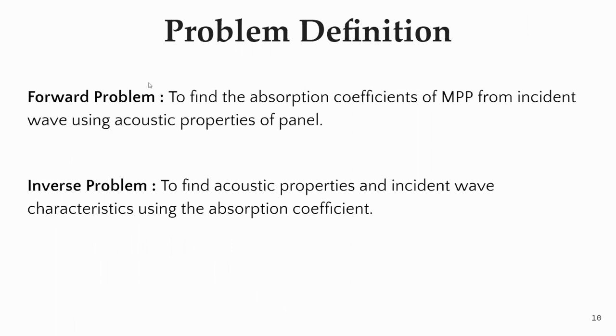Now, what is my problem definition? So my problem has a forward problem and an inverse problem. Forward problem means to find the absorption coefficient of the microperforated panel from the incident wave using the properties of the panel. Now, inverse is basically the reverse: using the absorption coefficient data, we'll be finding the acoustic properties and the incident wave characteristics.